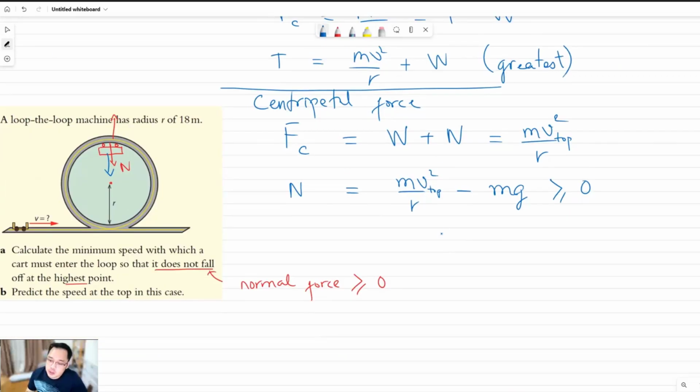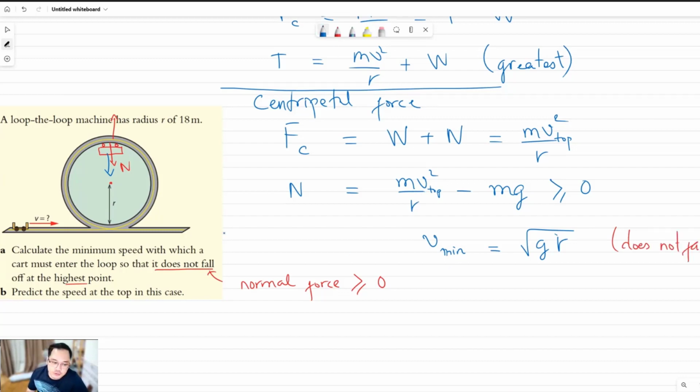So from this equation, we determine the velocity at the top will be equal to the square root of g times r. And if it is minimum, I'm going to write v minimum here, so that we use the equal sign instead of the greater sign. It will be equal to square root of gr. This is the minimum velocity at the top so that it does not fall down.